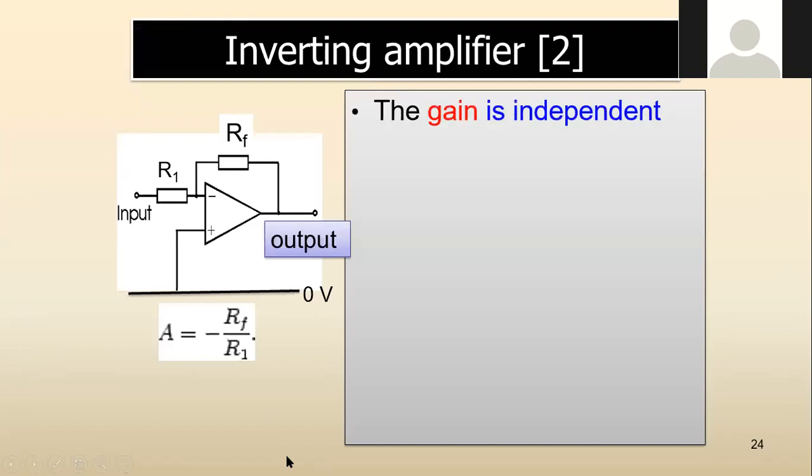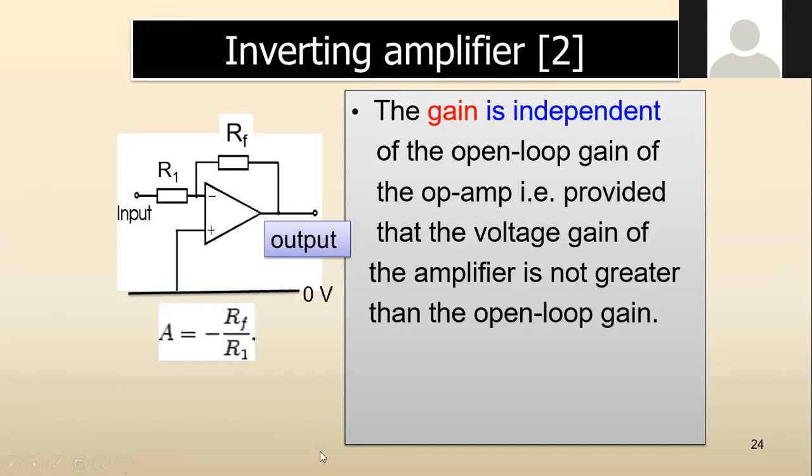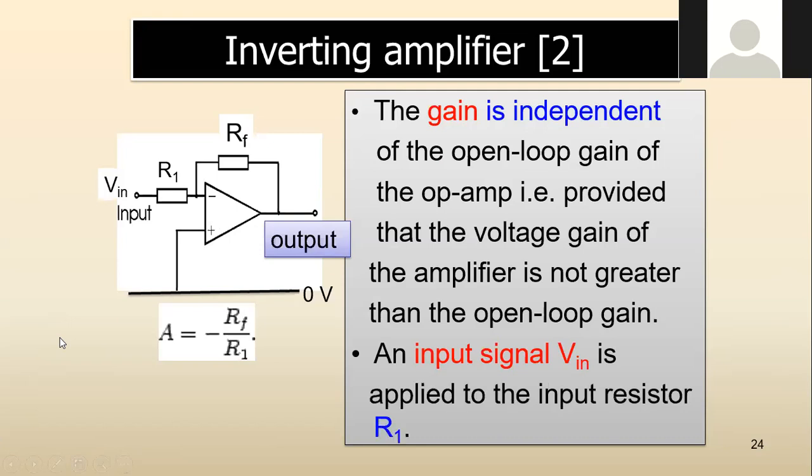The gain is independent of the open loop gain. That means it doesn't depend on it. There's nothing about A there. So it doesn't depend on the gain of the operational amplifier, provided, of course, as we have gone over in the theory, that A must be less than A naught. And there's the input signal, and we apply it to this negative terminal. That's why it's called an inverting amplifier.